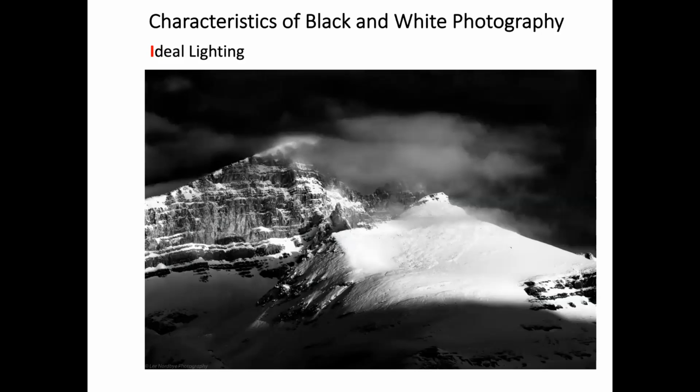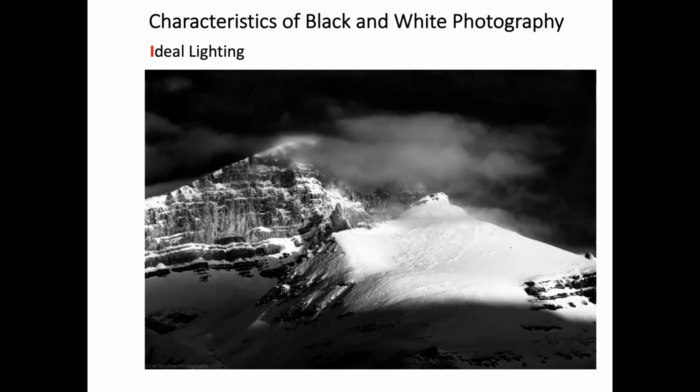Ideal lighting. For me, as in photography in general, there's always one definition of what photography is: painting with light. And so for me, black and white images with the right ideal lighting, which I find the best lighting to be the late fall through to the middle of the spring, where the sun is relatively low on the horizon, creating those nice shadows. And I'll talk about shadows in a moment.